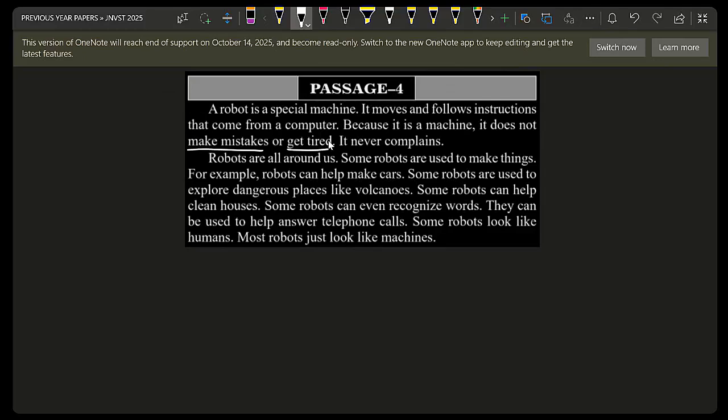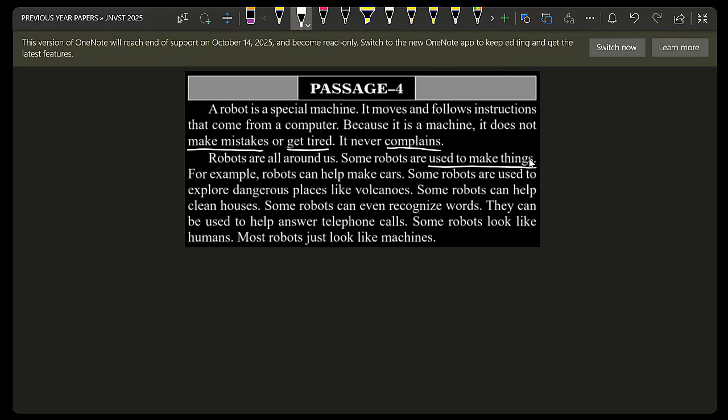Human beings get tired after doing so much work, but the robots work as long as electricity is supplied to them or they are connected. It never complains. It is not like a human being who complains, I have heavy work, I will take rest. Robots are all around us. Some robots are used to make things. Generally nowadays, in most of the big production companies, robots are replacing human beings to make things.